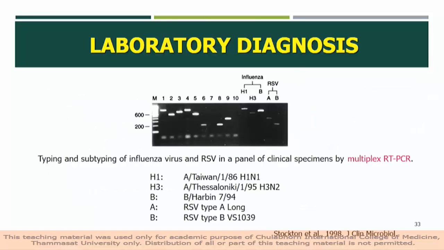And this shows the picture of the multiplex RT-PCR result for typing and subtyping of influenza virus and respiratory syncytial virus from clinical specimens. This can differentiate the strain of influenza virus, such as this line showing the A Taiwan strain, H1N1 strain. The size of the PCR product can differentiate each strain.